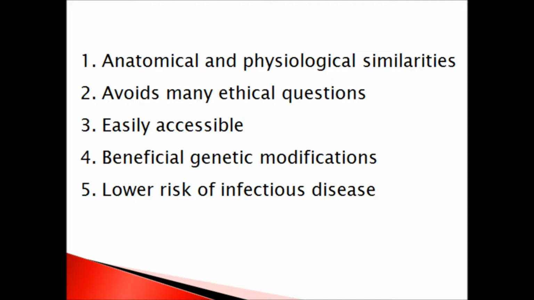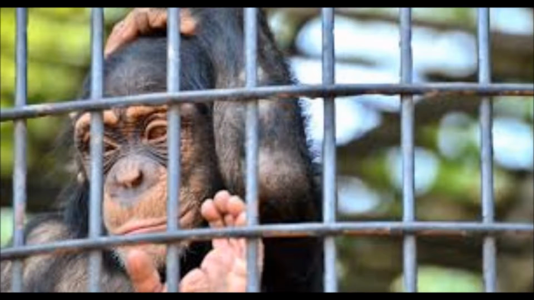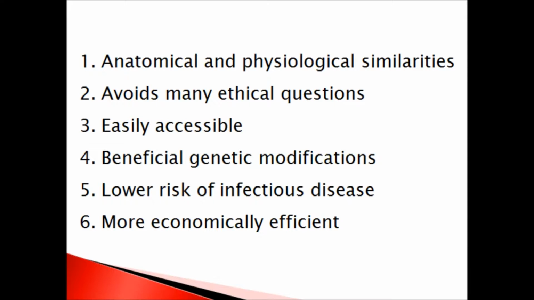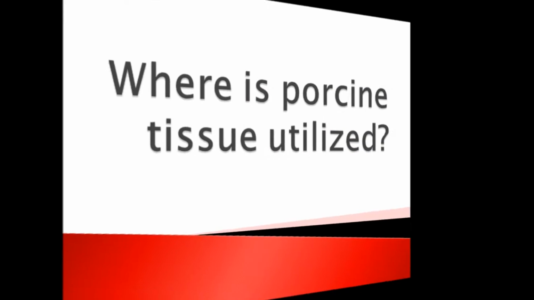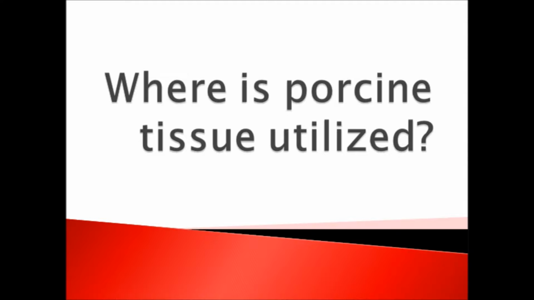Number 5, lower risk of infectious disease. Though cross-species infection from a retrovirus is still a concern of the FDA, porcine tissues are less likely to cause disease than primates. Number 6, more economically efficient. Due to the large pool of availability in donors, it is more economically efficient to use something that's already mass-produced.